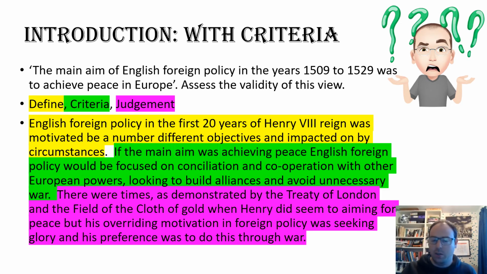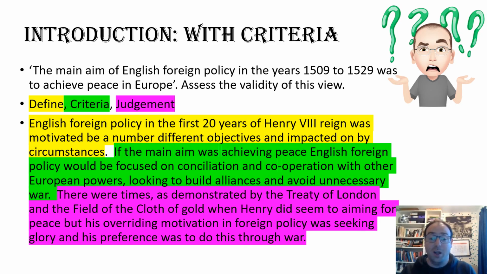I would have gone into what the different objectives were in the first bit, and maybe a little bit more detail in the judgment, but fundamentally that is the kind of shape that a really good introduction would look like. Because reading that, as someone marking it, I would go, well, the student knows what they're talking about, they know what the statement would look like if it was true, and they've told me what they're going to be arguing, and they've done it.